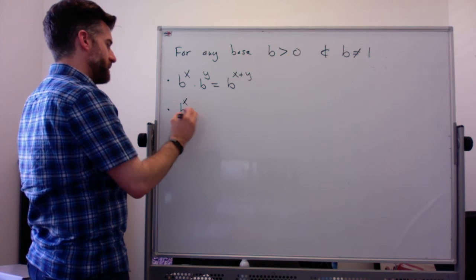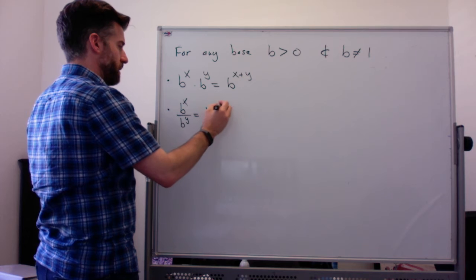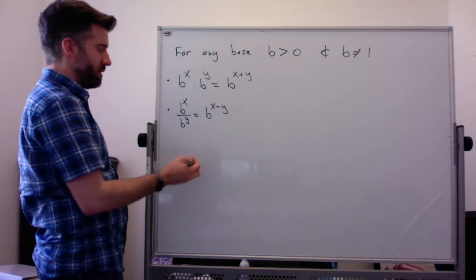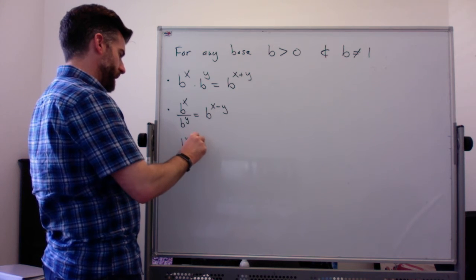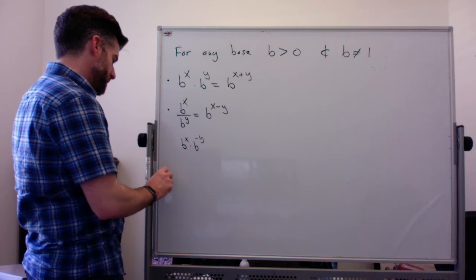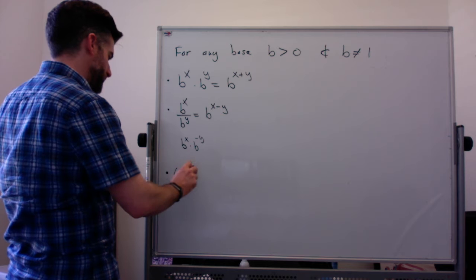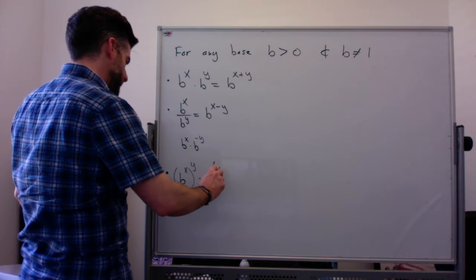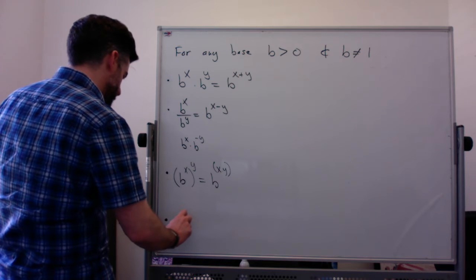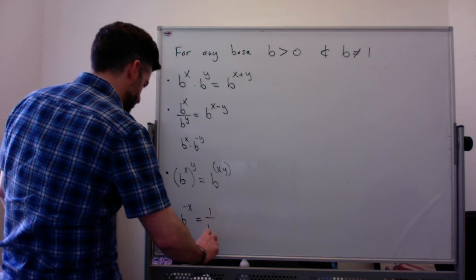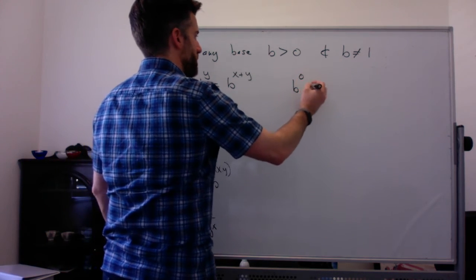We have b to the x divided by b to the y equals b to the x minus y. You could also think of this as b to the x times b to the negative y, and then just add the powers. We have, what else do we have? Sorry, I erased some things. We have b to the x to the y. When you have a power to a power, you multiply the powers like that. We said b to the negative x is equal to 1 over b to the x. b to the 0 is equal to 1.